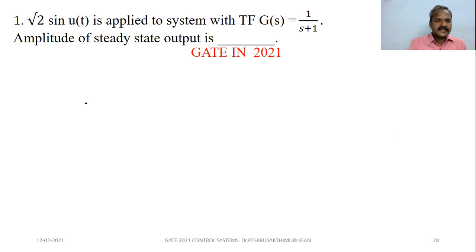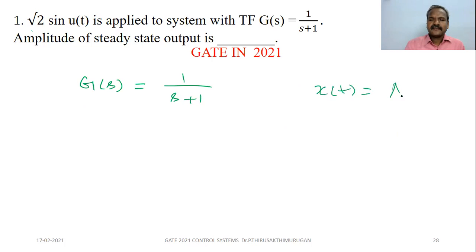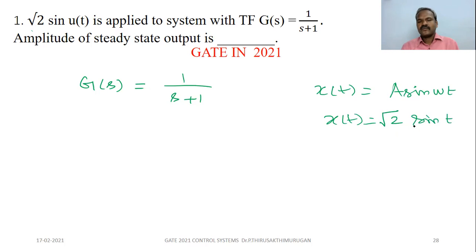What will be the amplitude of the output? Let's see. G of s is given as 1 by s plus 1, right? So what is the input applied to the system? The input x of t equal to A sine omega t. So this x of t equal to root 2 sine t, where u of t is the unit step.